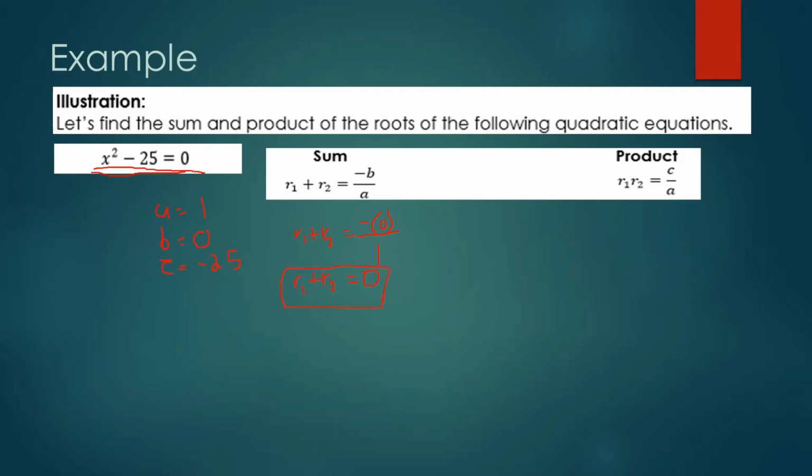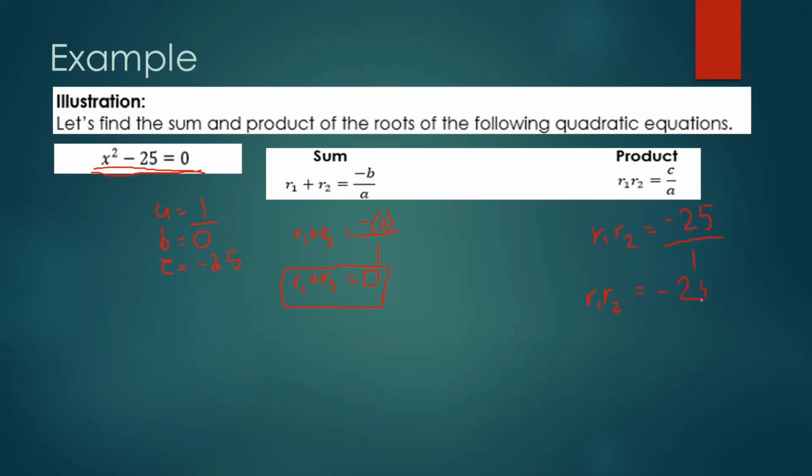And then next is to find the product. So, our product is root 1 times root 2 is equal to c over a. So, let's substitute the value of c. The value of our c is negative 25. So, considering the sign, include the sign which is negative 25 over our a, which is 1. So, over 1. And then, the product of our roots, root 1 and root 2, is equal to negative 25 over 1, which is equal to negative 25.